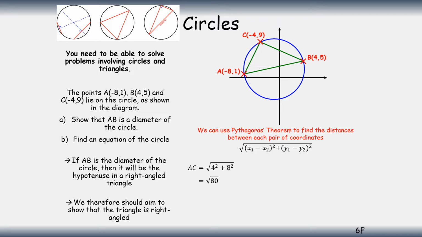And that goes back to the previous chapter on straight lines, where you would have learned how to work out the length of a line and so on. Now, in the same way, we're going to work out the length of BC. It gives us root 80. And we'll work out the length AB. That's square root of 160.